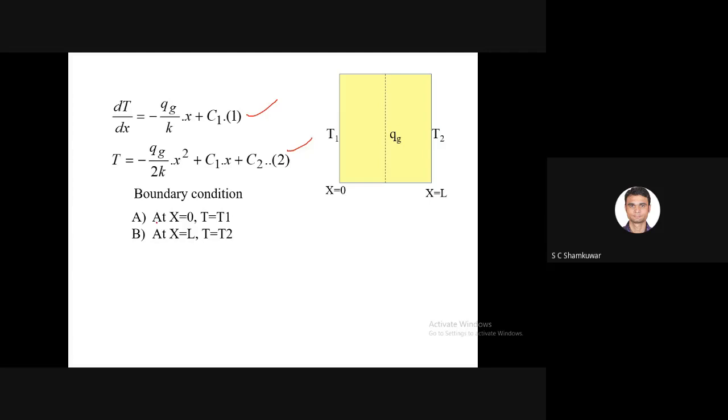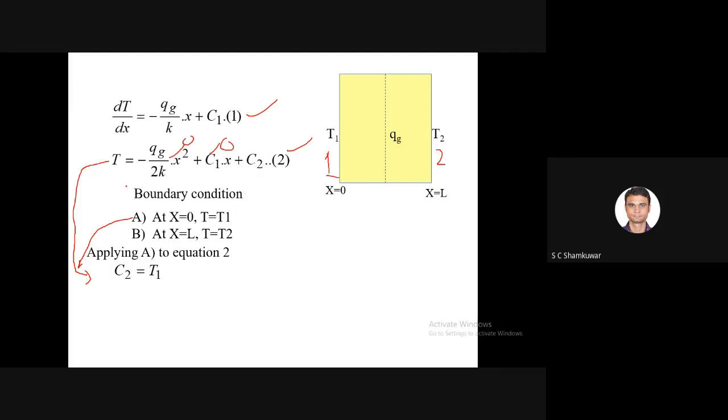Then now we have only two boundary conditions, right? At x equal to 0, T equal to T1. This is the first boundary condition, and this is the second boundary condition: at x equal to L, T equal to T2. So we will apply the first boundary condition to equation 2. At x equal to 0, T equal to T1. So x is equal to 0, this is 0. This will be 0. So what you will get?